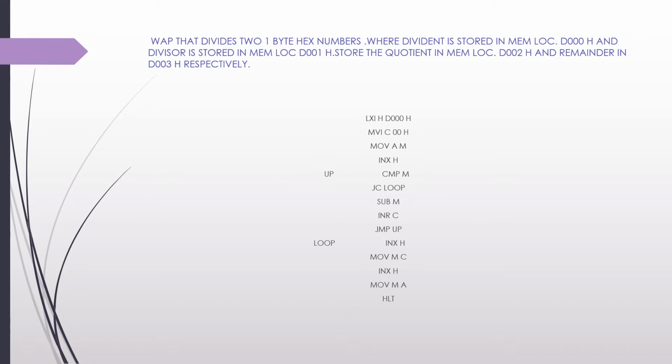Now the next program that we're going to see is the division program. Write a program that divides two 1-byte hex numbers, where the dividend is stored in memory location D1000H and the divisor is stored in memory location D1001H. Store the quotient in memory location D1002 and the remainder in D1003 respectively.